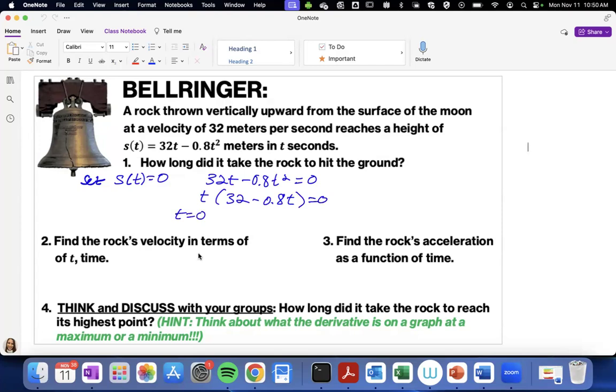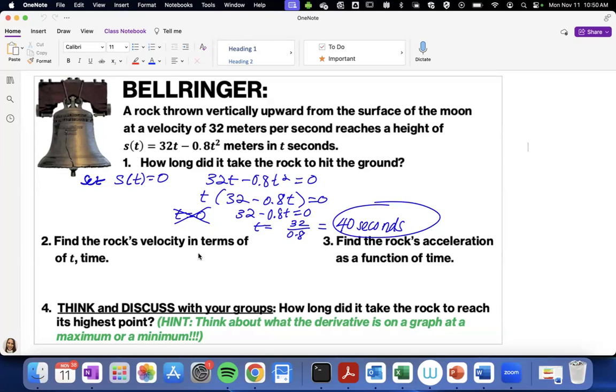Hey, do you guys understand? We're going to chop off t equals 0 because that's the starting time of 0 seconds, right? So then you just solve this one. 32 minus 0.8t equals 0, so t will equal 32 over 0.8. Negative over negative becomes positive. So that is 40. And my units are seconds. Make sure you put units. Is that good?